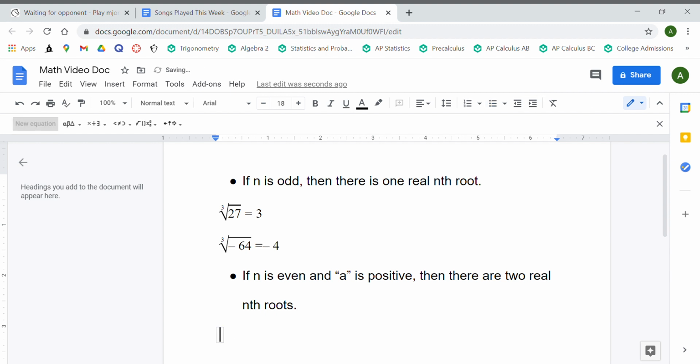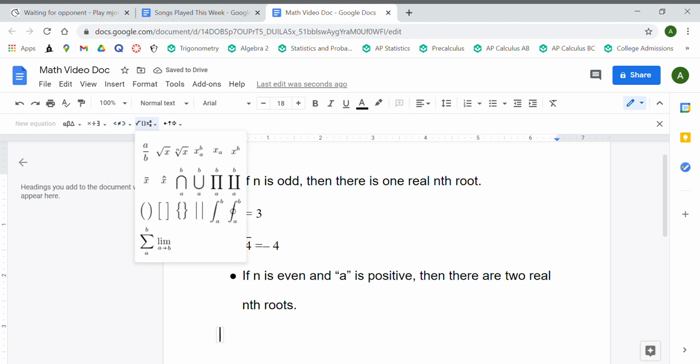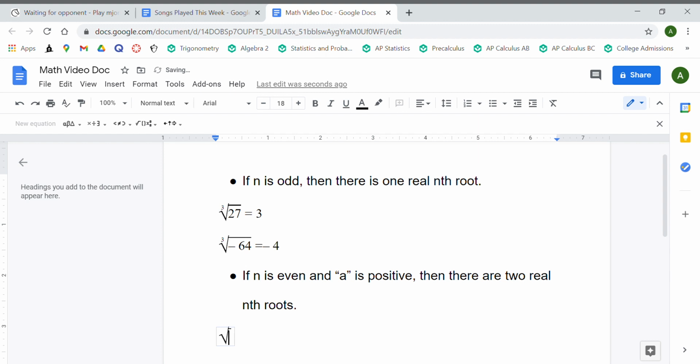Here's what I mean. We all know the square root of 64, right? We can say it's 8, but we have to say something else as well. It's 8 and negative 8. Remember the rules again: we're multiplying an even number of negatives, so negative 8 times negative 8 also equals 64. That's why we have two real nth roots here.